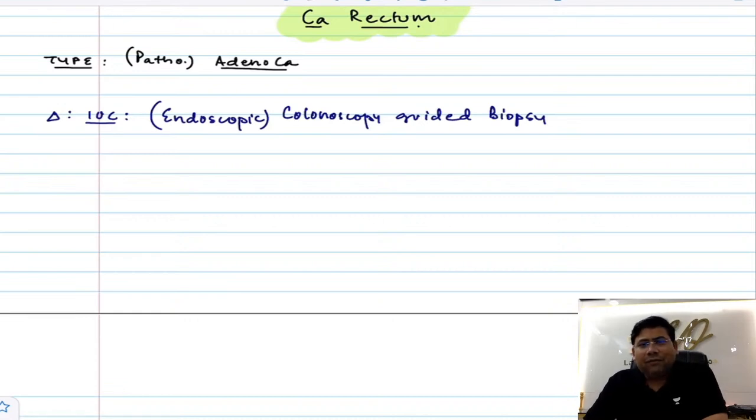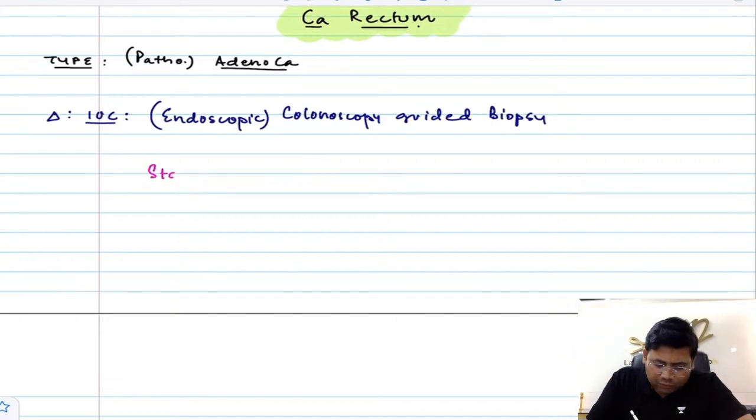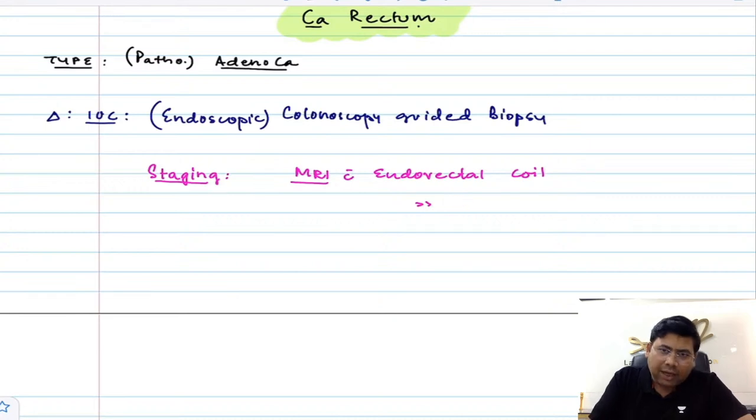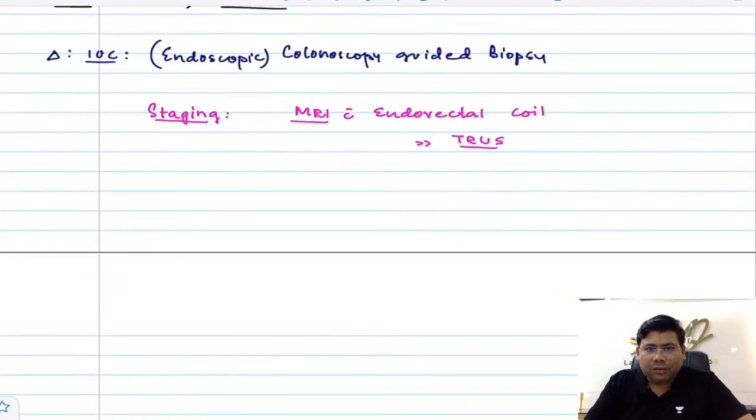So you need to see whether actually it's a CA rectum or an extension of CA colon into the rectum, or whether there are multiple discrete lesions throughout the colon. So it's very important. When you talk about the staging, it is also very important. For staging, we go for MRI with endorectal coil. MRI with endorectal coil is better than EUS, or you can say TRUS, better than TRUS, transrectal ultrasound.